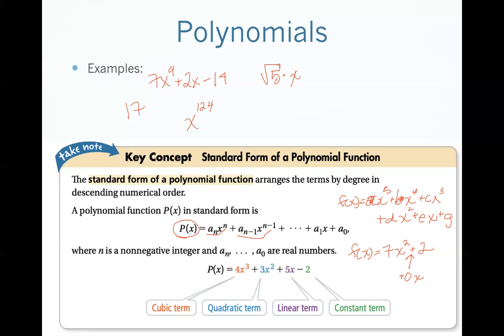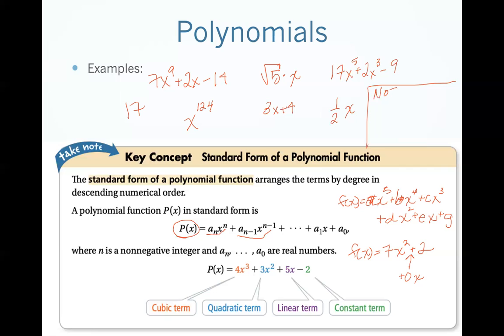Something like 3x plus 4. We could have 17x to the 5th plus 2x cubed minus 9. Okay. The other thing we can't do, we can't have x in the denominator. So I can have 1/2 x, that's okay.